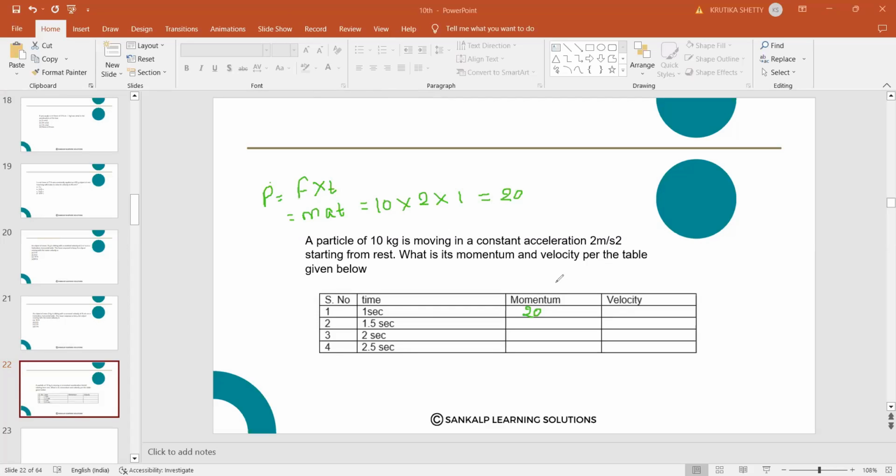So same, that is 10 into 2 into 1.5. What is the second answer? If decimal simplification is tough for you, you can convert it into a ratio. 1.5 can be written as 15 by 10.